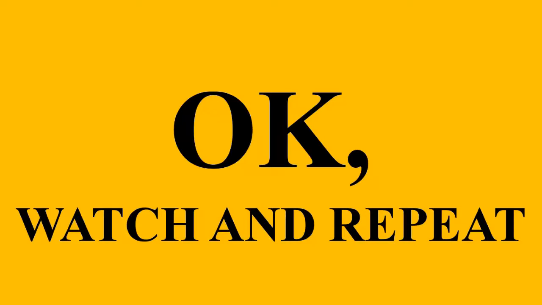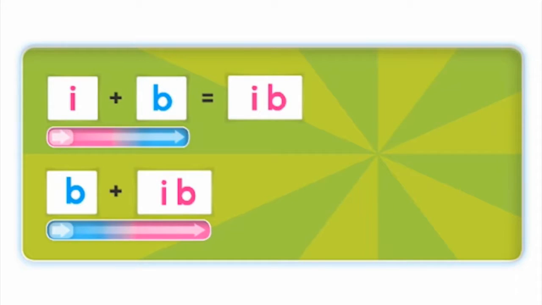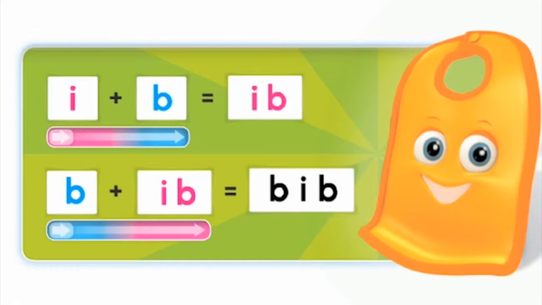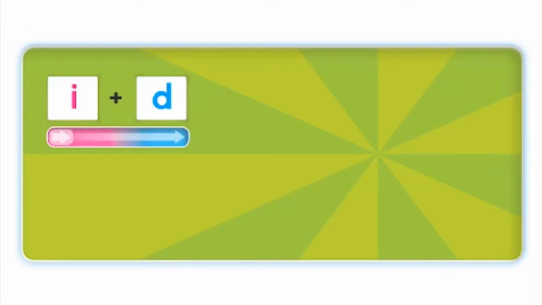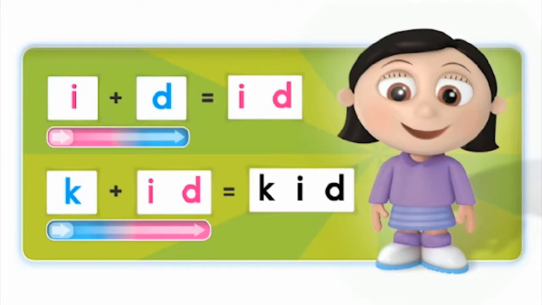Now, watch and repeat. B, ib, bib. ib, bib. d, id, kid. id, kid.